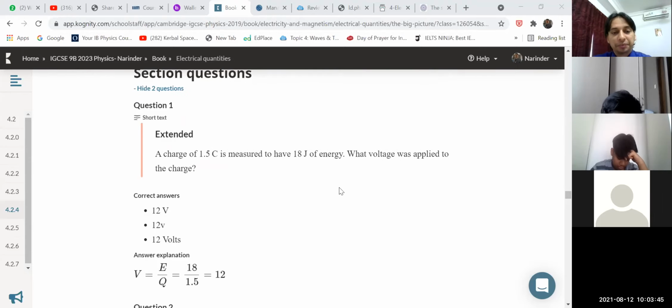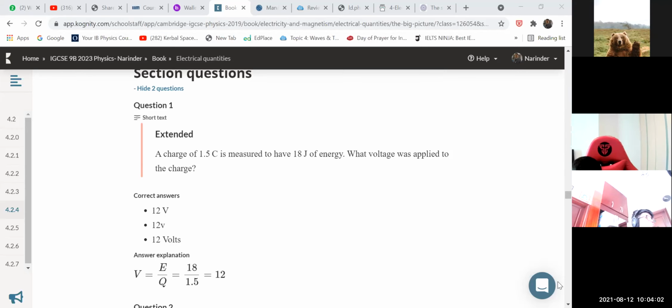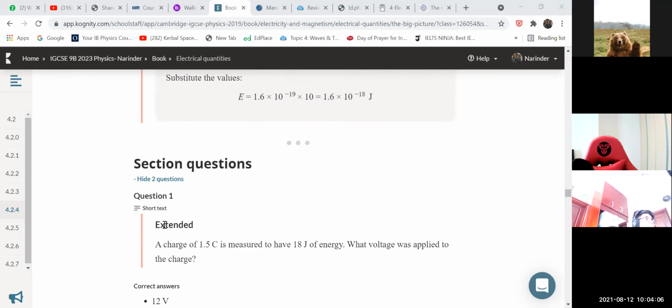One more question, children. A charge of 1.5 coulomb is measured to have 18 joule of energy. What voltage was applied to the charge? How much voltage is applied to the charge? Can you do this question, children? And please type your answer in the chat box.